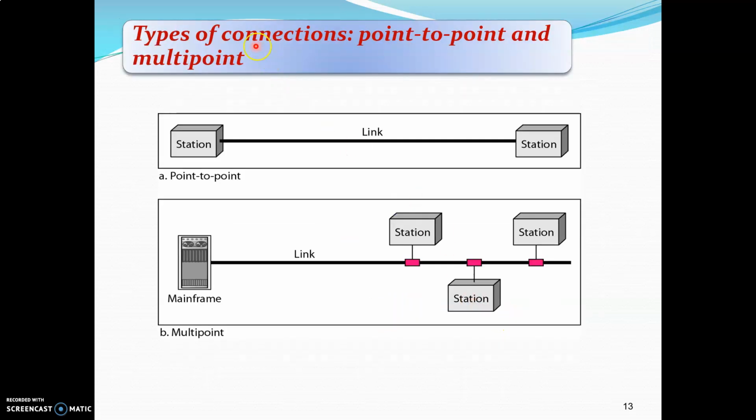Next, types of connection: point to point and multipoint. Point to point means one station is connected to another station by a single link. Multipoint means more than one point is used. Here the mainframe is linked and connected to the various stations.